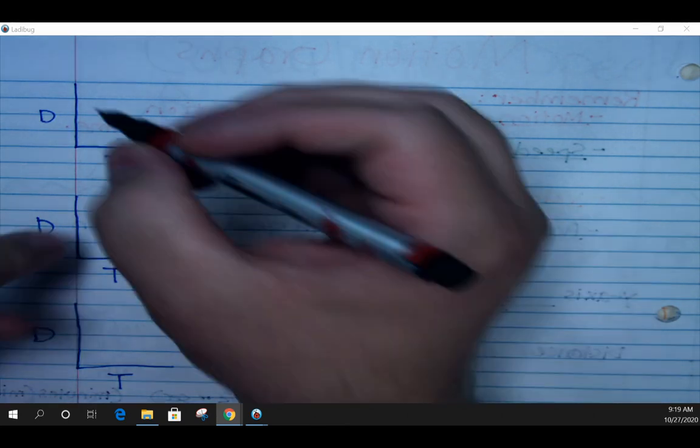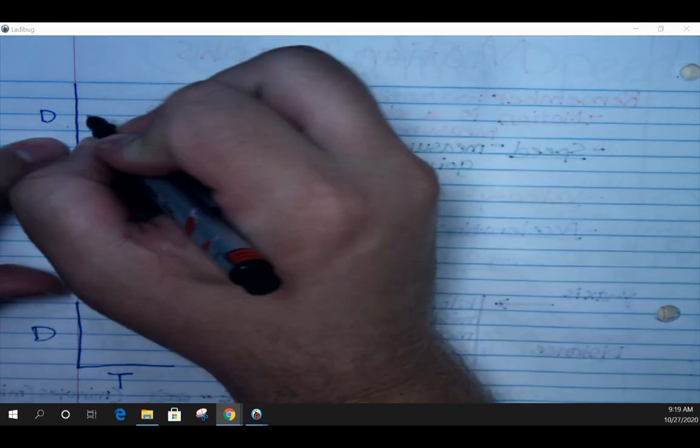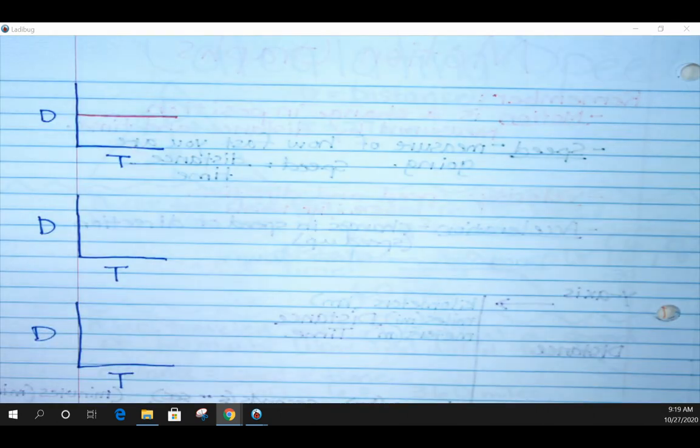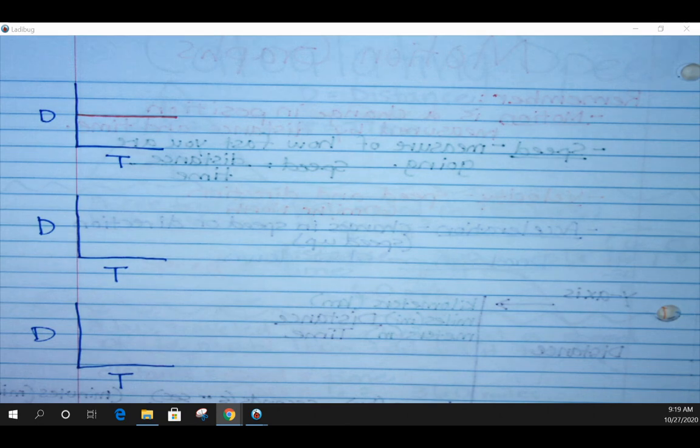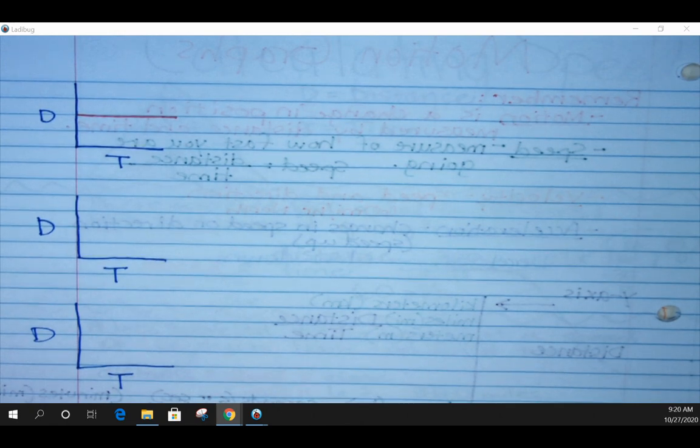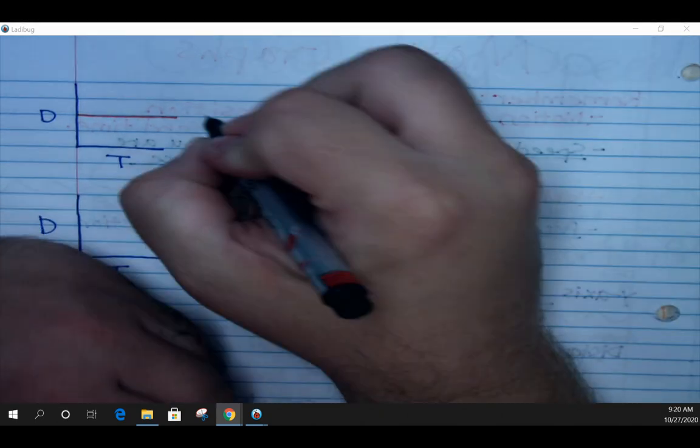Now I'm going to draw a line on here. And I want you to tell me what that means. Raise your hand if you know what that line means on that first graph. Homer? No. No what? No motion.